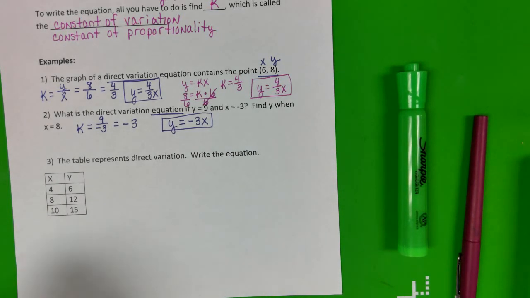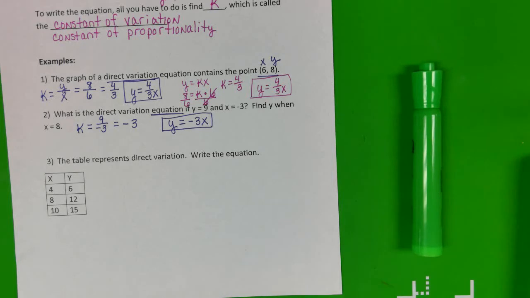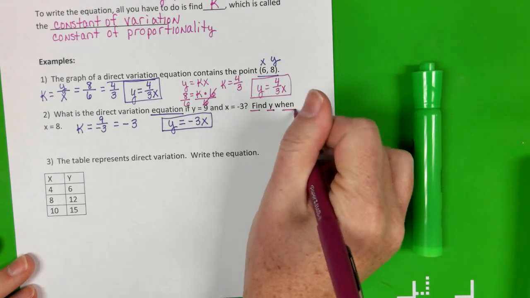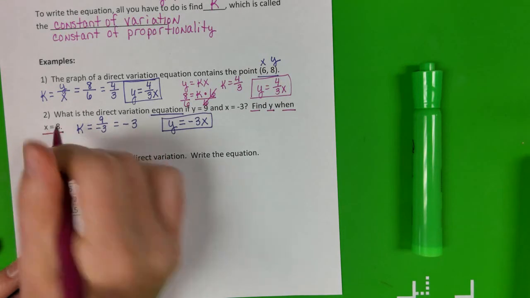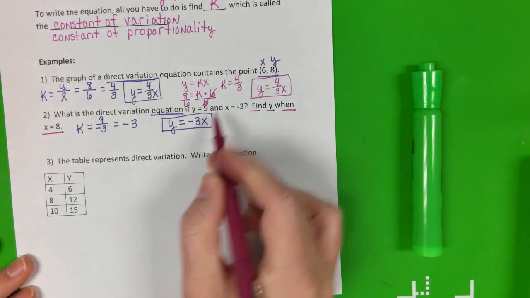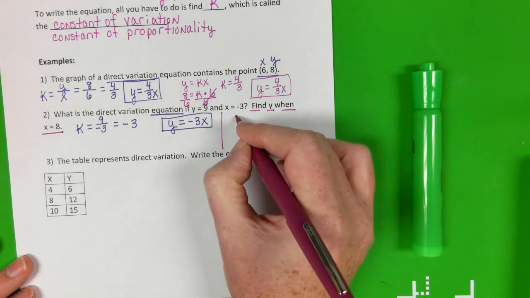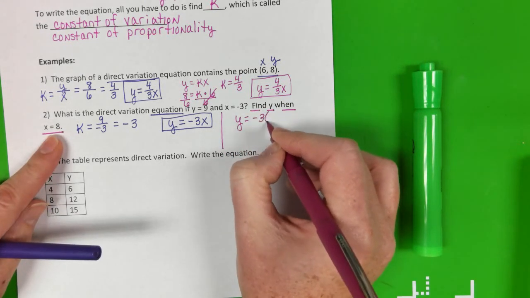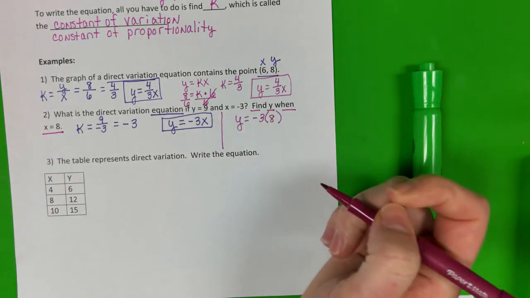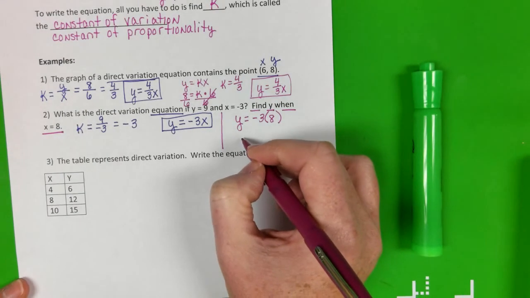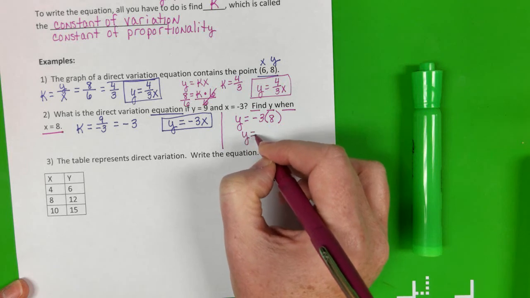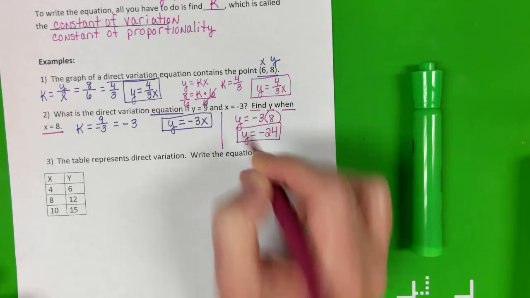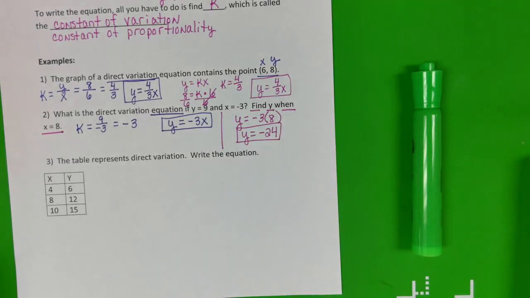Now we're going to use the equation to find y when x equals 8. So all I'm going to do now is take my equation and plug in 8 for x. Simple as that. And so what is y when x equals 8? y is negative 24. So there is your second answer. Simple as that, right?